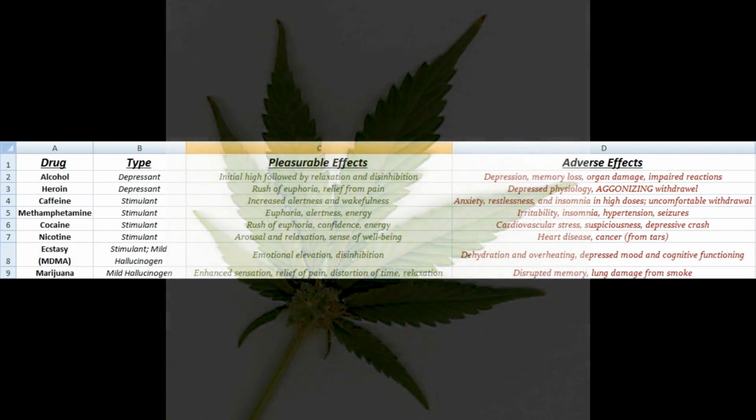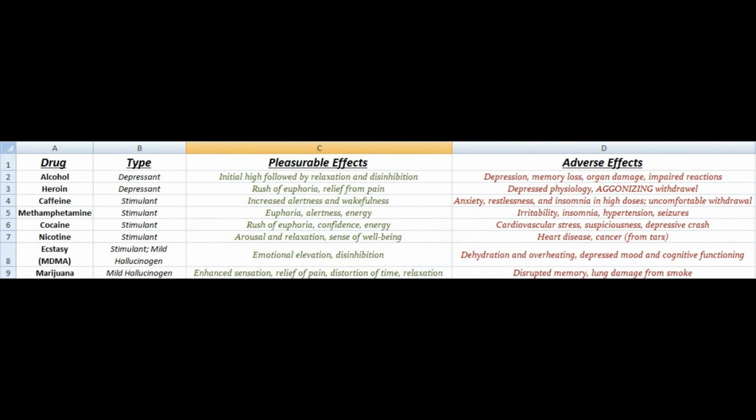Last is marijuana, which is a type of mild hallucinogen. Pleasurable effects include enhanced sensation, relief of pain, and distortion of time, as well as relaxation. Adverse effects include disrupted memory and lung damage from the smoke.